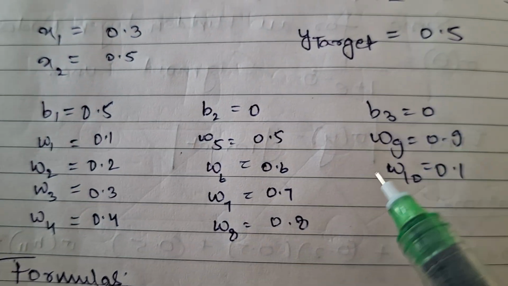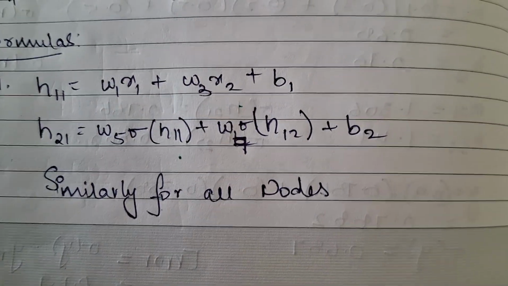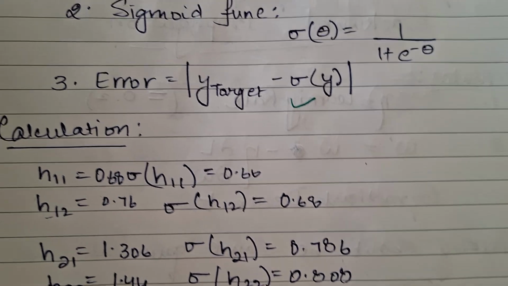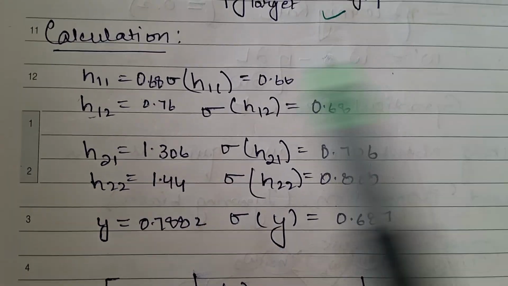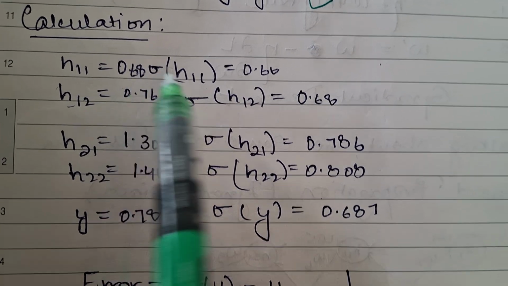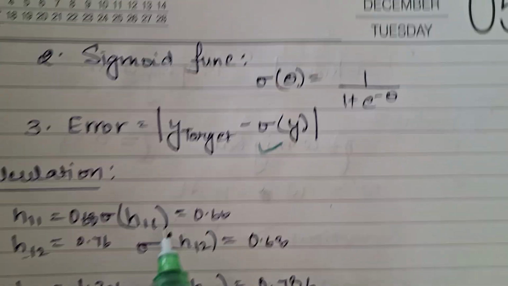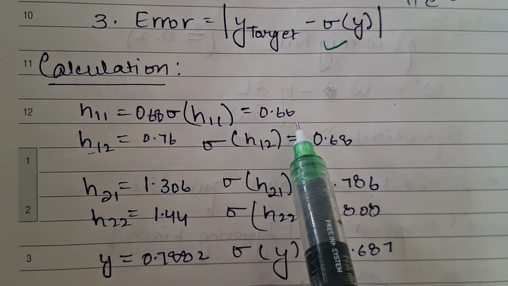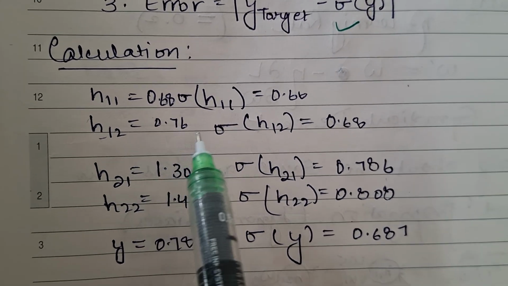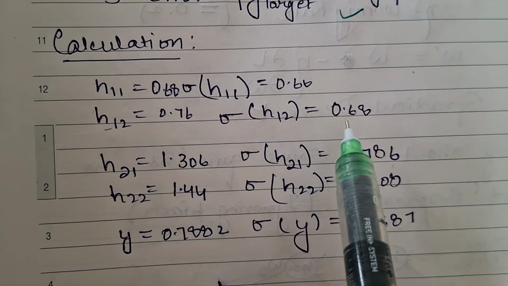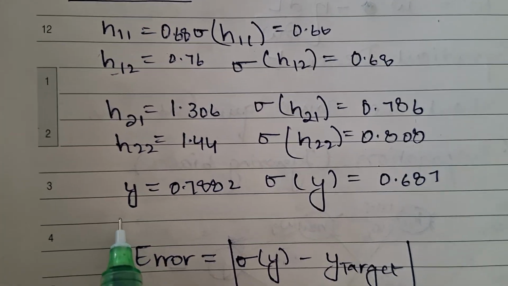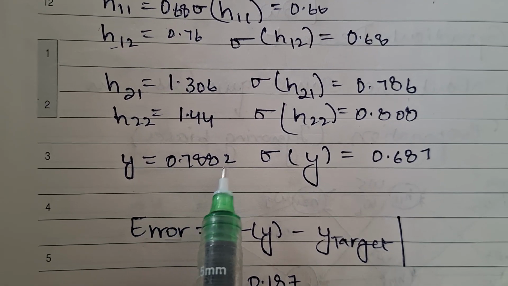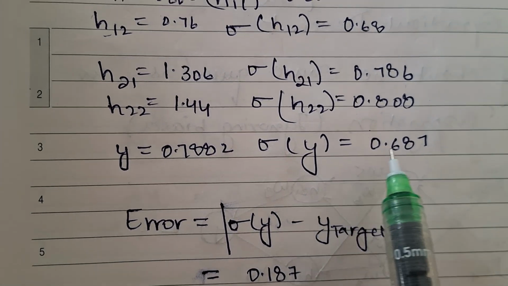Here is the calculation. We have done nothing but put all the values given here into the formulas and, using the sigmoid function, we have calculated all the values. H11 came out to be 0.68, which means sigmoid of H11 using this formula came out to be 0.66. H12 came out to be 0.76 and sigmoid of H12 came out to be 0.68. Now, after calculating all of this, Y came out to be 0.7882.